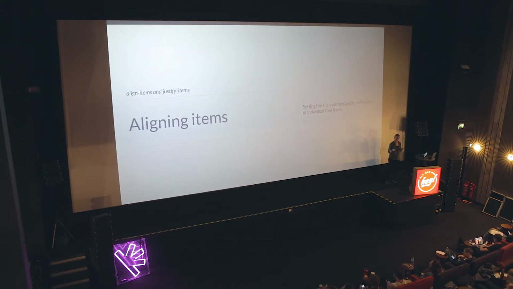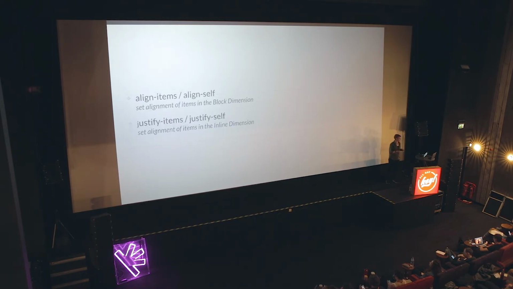So then we have the items inside the grid areas. We've positioned an item, and then how is that going to align inside its area? So there we have align items and align self, justify items and justify self. When we align items or justify items, what we're doing is setting all of the self properties on each of the items on the grid.